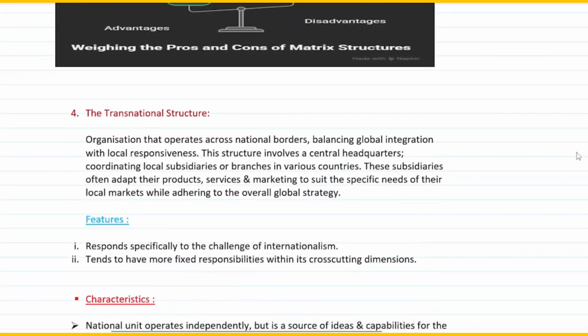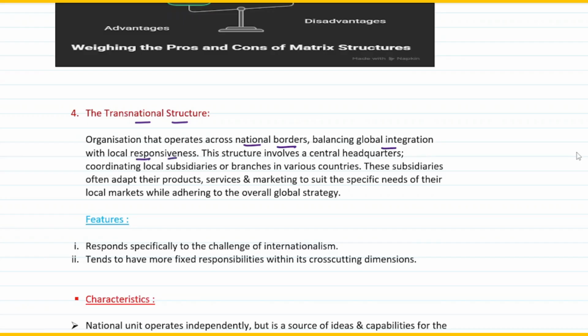Let's move on to the fourth one, and the fourth one talks about what? The transnational structure. Okay, transnational, trans means across different nationalities, so that's what is transnational, right? An organization that operates across national borders. Fine. So basically operating from different countries, you can say is a transnational structure. It balances global integration with local responsiveness. It's a blend of both.